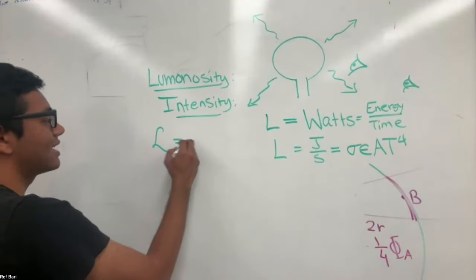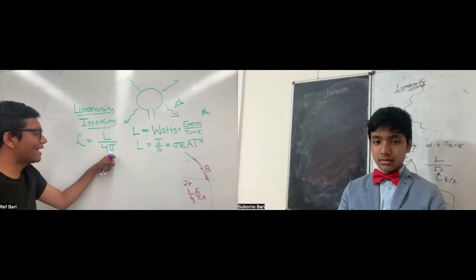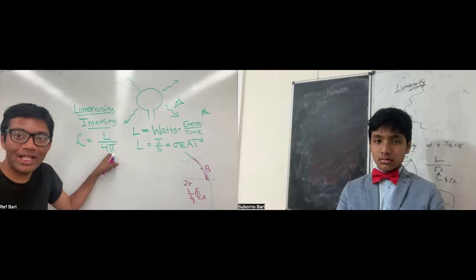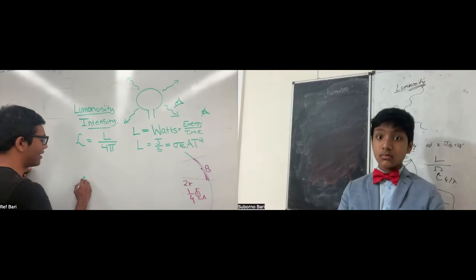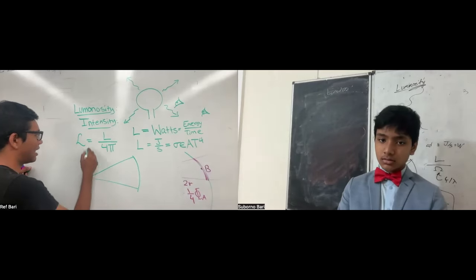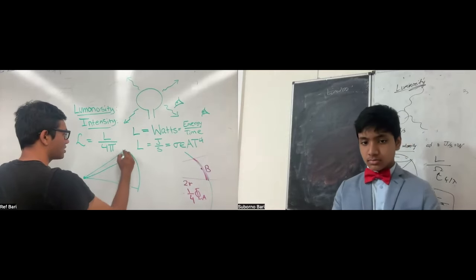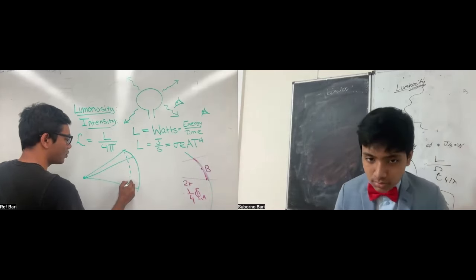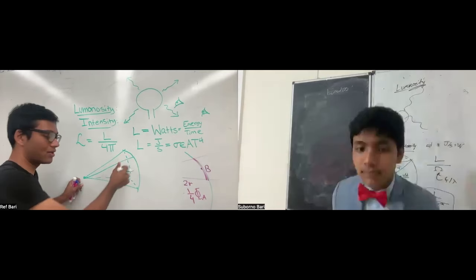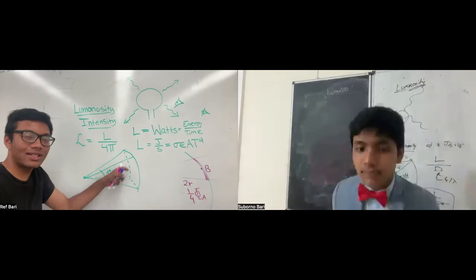Luminous intensity is the luminosity divided by 4 pi, and this has units of steradians. So that means if I have a light source at the center, the luminous intensity will tell me how much of the light is passing through one steradian. One steradian is like this solid angle. It's similar to 1 degree, but in 3 dimensions.